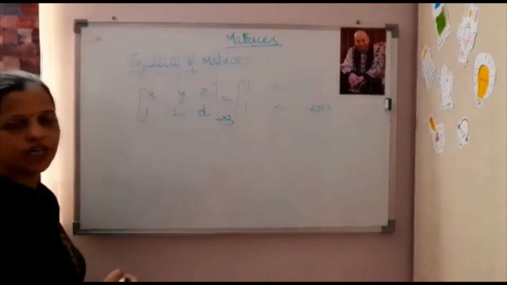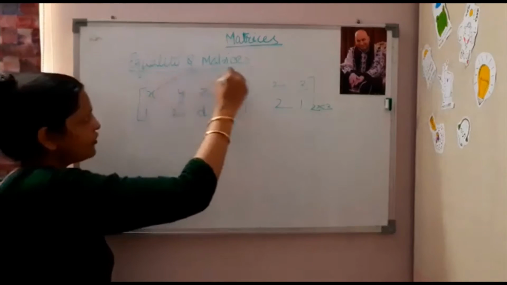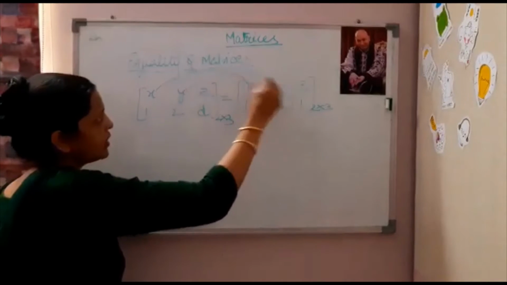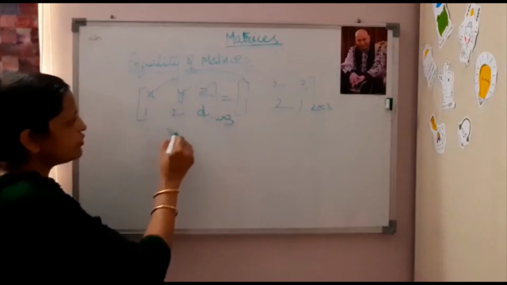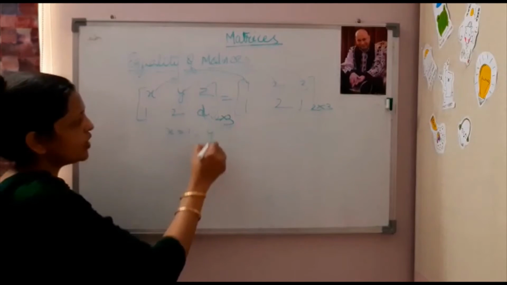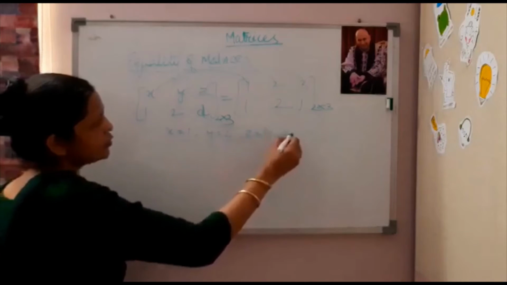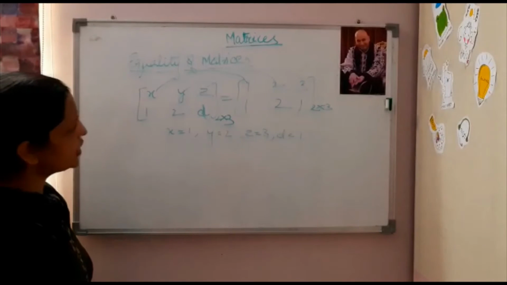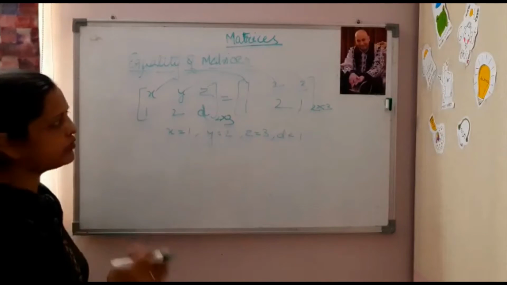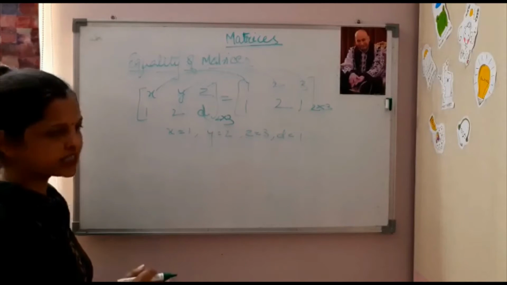Now the corresponding element is equated by the corresponding element. For that we will equate x by 1, y by 2, z by 3 and d by 1. So by that you will get the value of x is 1, y is 2, z is 3 and d is equal to 1, like this. So if you want to find the value of any variable, we can find it by equality of matrices, right?